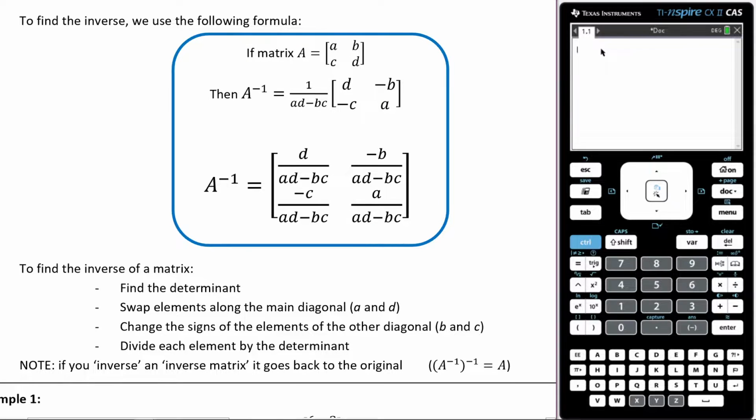We're finally going to learn how to find the inverse now. So to find the inverse, we use the following formula. If matrix A is equal to this, A, B, C, D, then the inverse of A is going to be equal to 1 over AD minus BC times D, negative B, negative C, A.